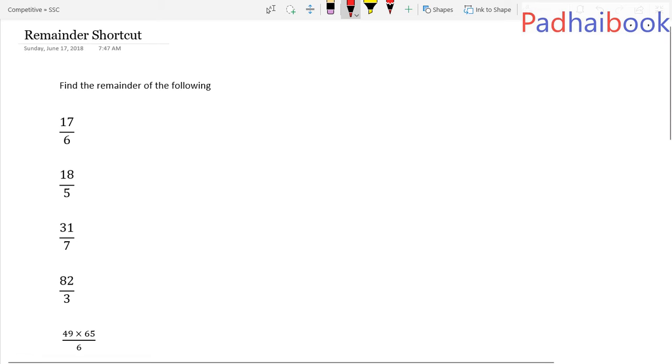easily. Now, you may be given a question like this, as it is written on the screen, like 17 upon 6. But sometimes you may also be given the question in a form like, what is the remainder when 17 is divided by 6, or what is the remainder when 18 is divided by 5. You can convert that into a mathematical equation like this. You can write 17 by 6 on your own, and then we will learn the trick of this question. We'll start with a very simple example as usual.